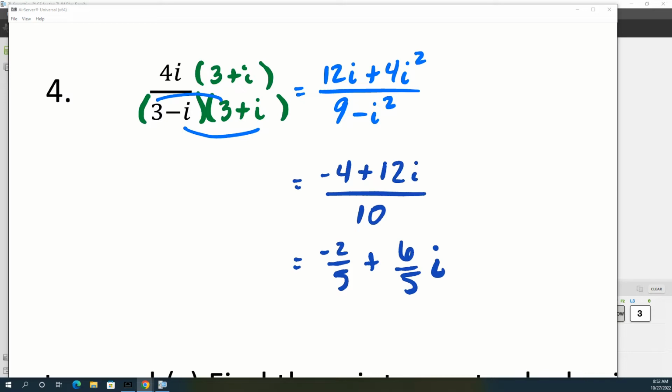So that is the official standard form of that number. So does it have to be the i comes second? Yes. Yes, it does. All right. What other questions do you guys have? Number 8.